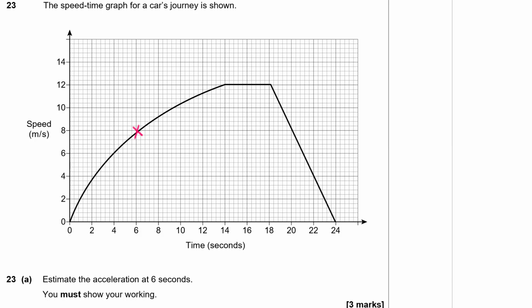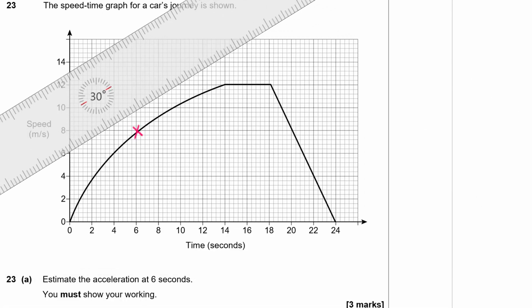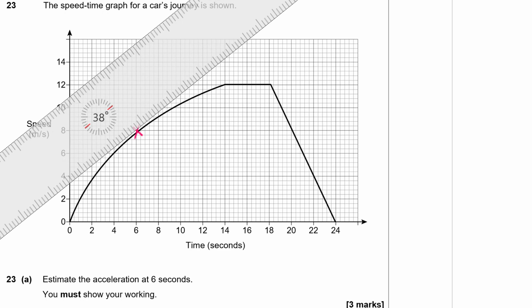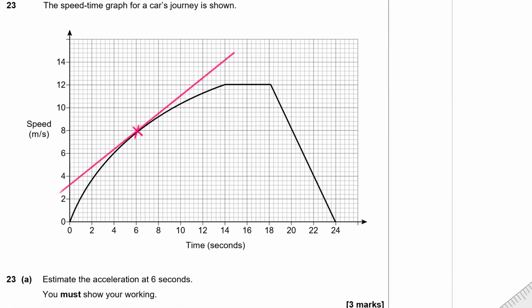Now you notice it's a curved section of the graph, so it's not about taking 2 points on the line and working out the gradient. What we need to do is take our ruler and draw on a tangent at that point. So we try and get the ruler to just touch the point so that the gaps between the ruler and the line either side are about the same, and then we can draw on our tangent at that point. Okay, and then we need to find the gradient of that line.